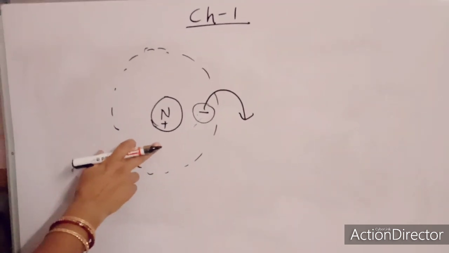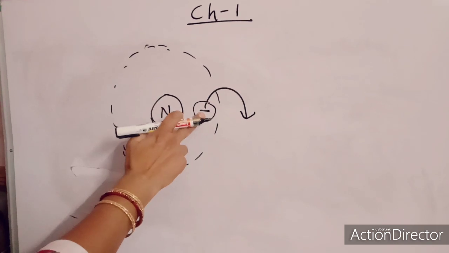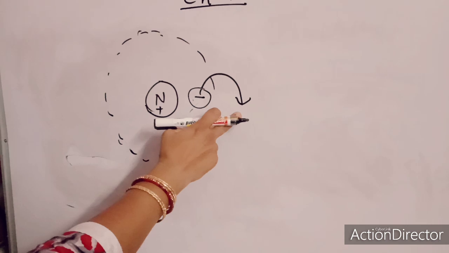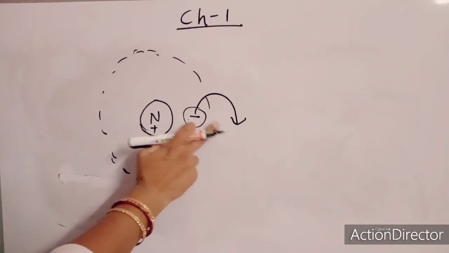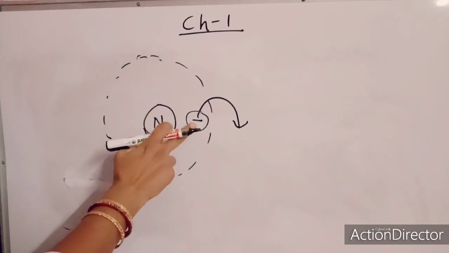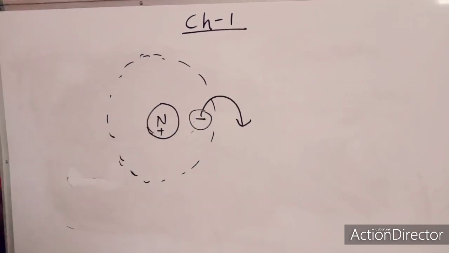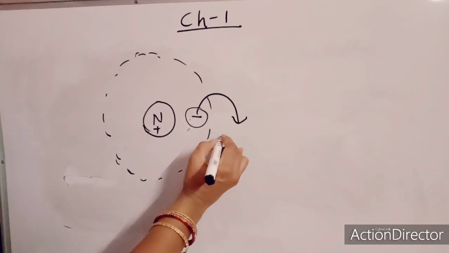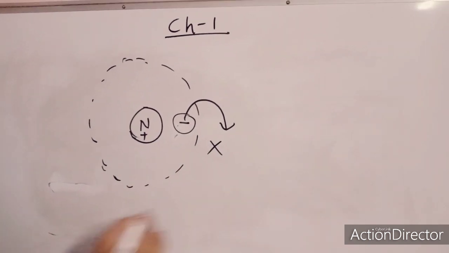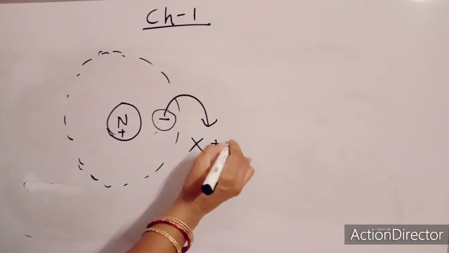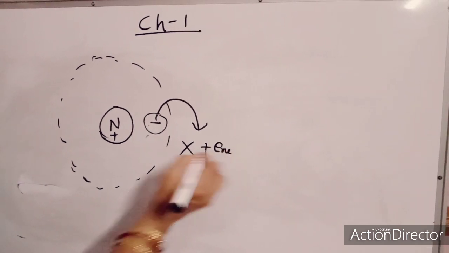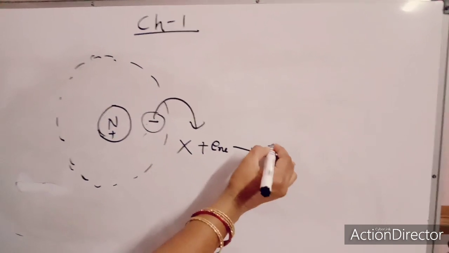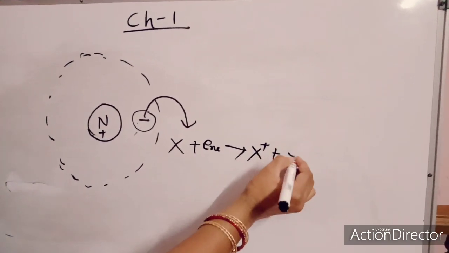Understood? Again I am repeating, when any electron is coming out of the nuclear charge field to the open field, it is coming out of the influence of the positive charge, so you have to supply energy. That amount of energy is known as your ionization potential. So how can you show this? Suppose X is your element. When you are giving some amount of energy, it will give you X plus charge with 1 electron.